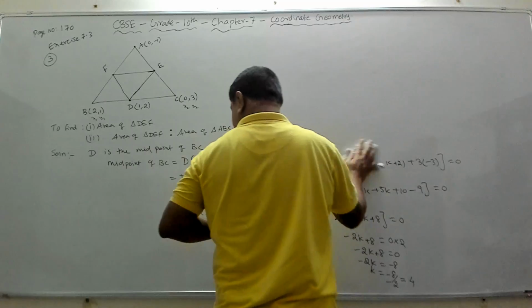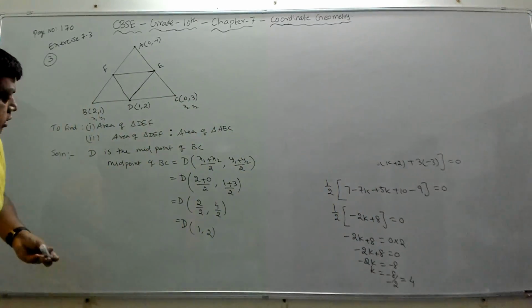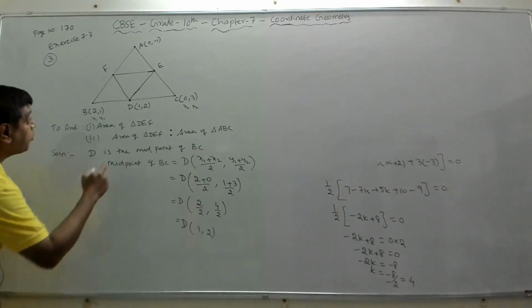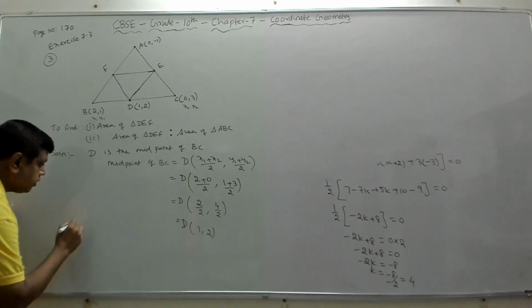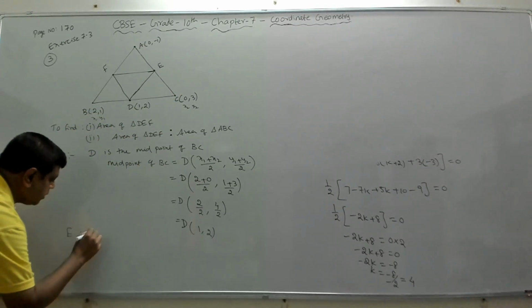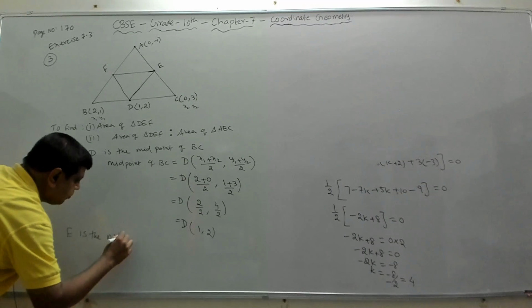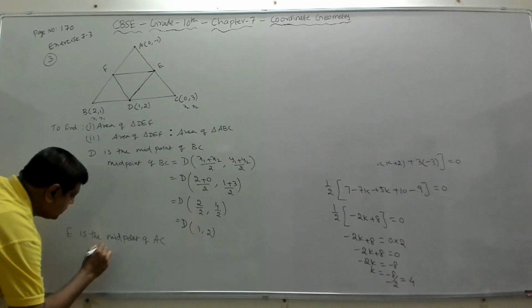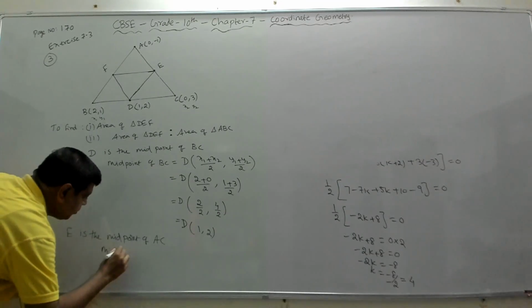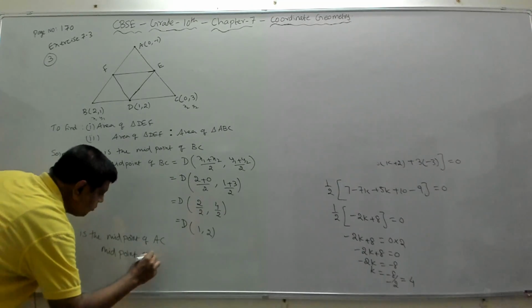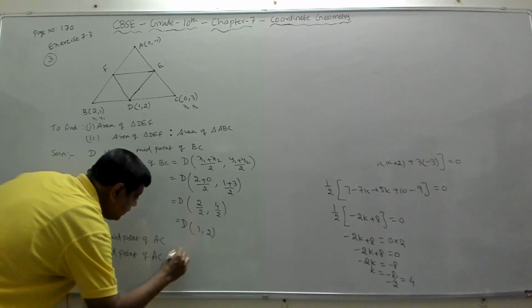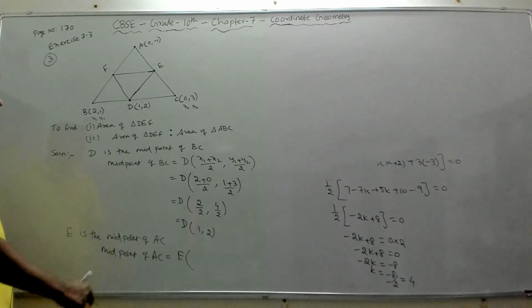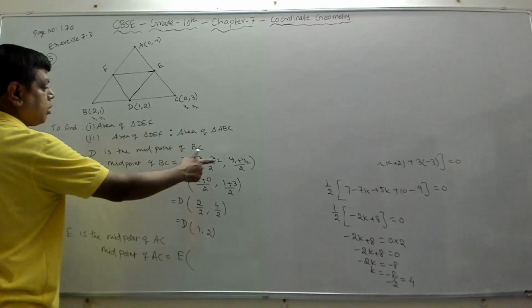Now, the next one is, probably I'll write it here. We'll say the next one is E, the midpoint of AC. So midpoint of AC is given by, that is called E of, again we'll apply this formula: x1 plus x2 by 2 comma y1 plus y2 by 2.